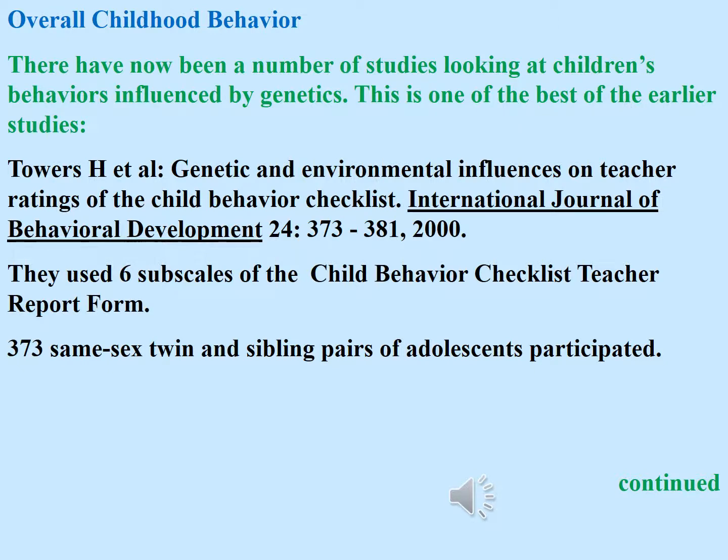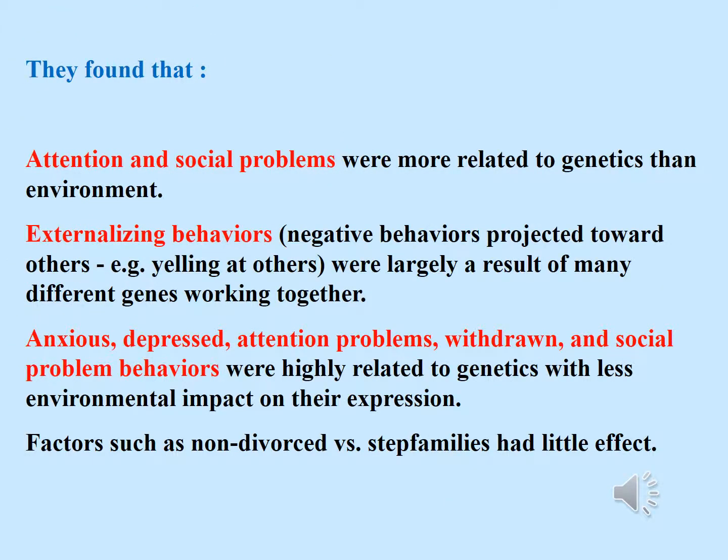Towers et al. used 6 subscales of the child behavior checklist teacher report form. They had 373 same-sex twin and sibling pairs of adolescents in the study. So this is pretty robust. They found that attention and social problems were more related to genetics than environment.